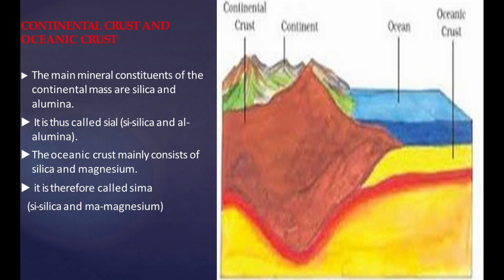The part of Earth's crust under the ocean is oceanic crust, which is also known as SiMa. It is derived from the first two letters of the elements Si, silicon, and Ma, magnesium, found in this layer. The oceanic crust is much thinner than the continental crust. It varies from 5 kilometers to 10 kilometers in thickness.